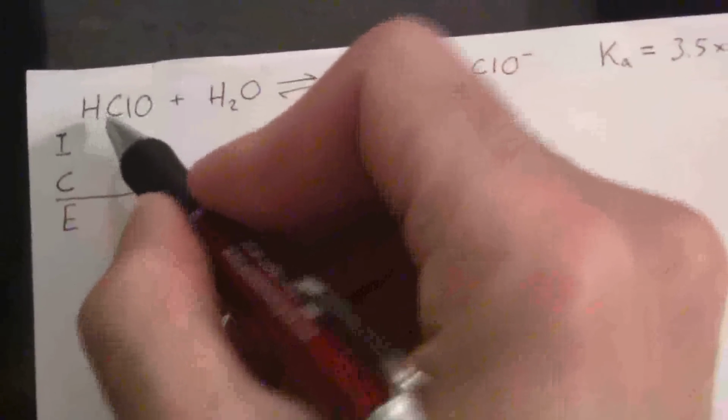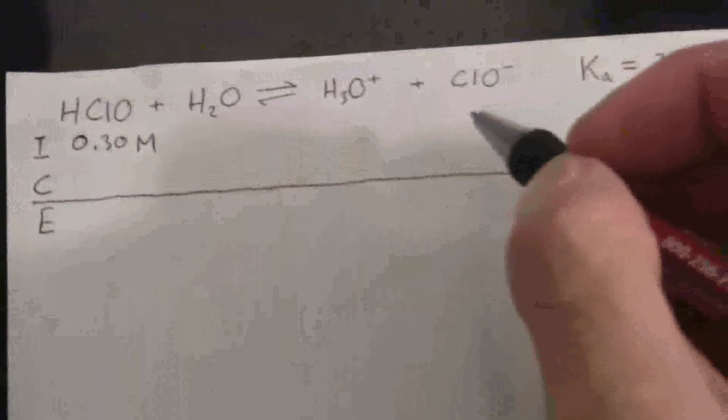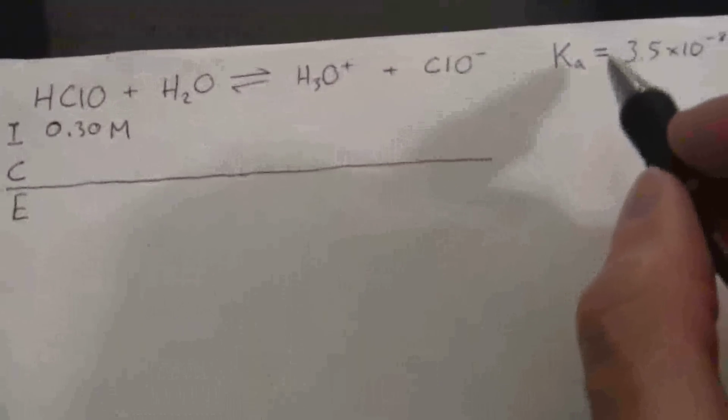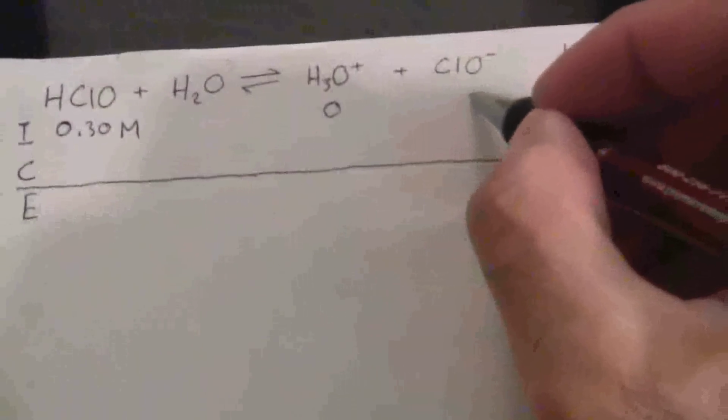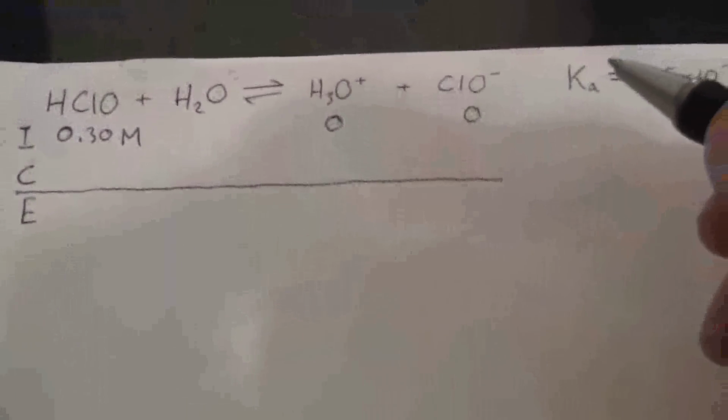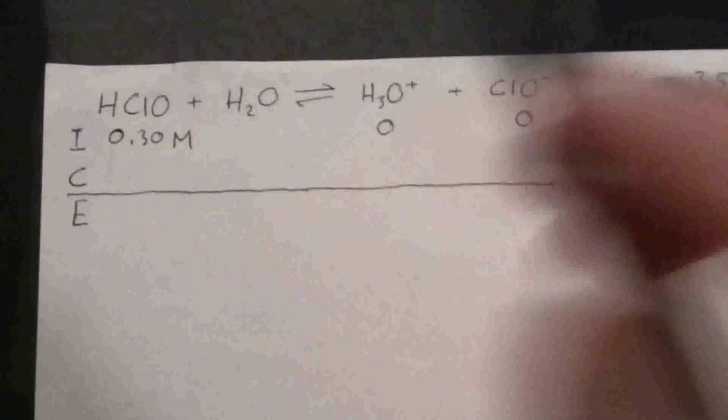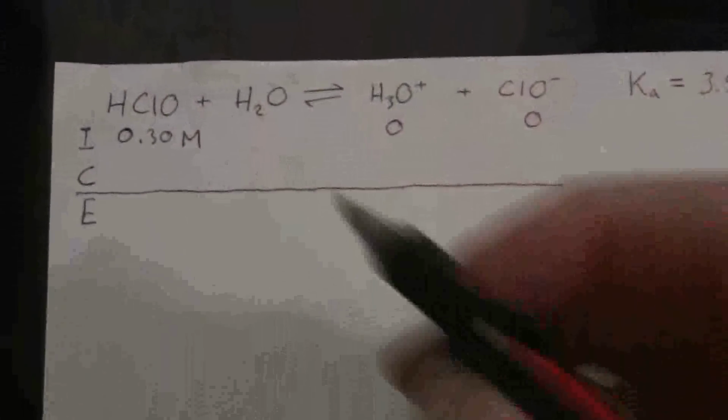So we're starting out with 0.3 molar. That was given to us in the problem. We don't care about the water. We're not going to include that. It doesn't show up in our Ka, so we're not concerned about the liquid water. We don't have any ions to begin with. Our initial conditions are just the 0.3 molar acid.